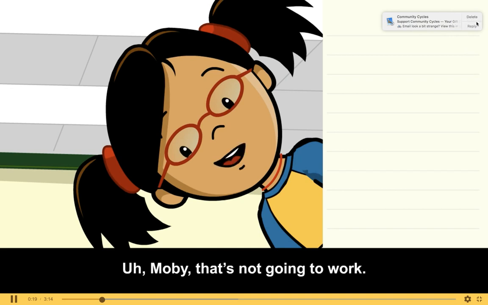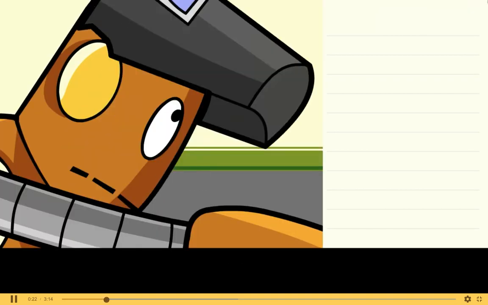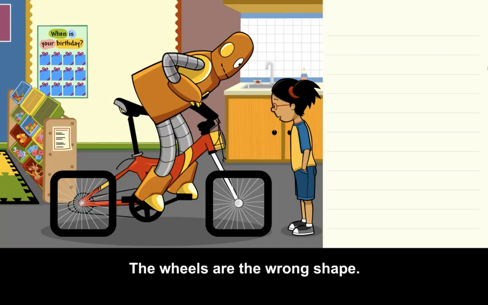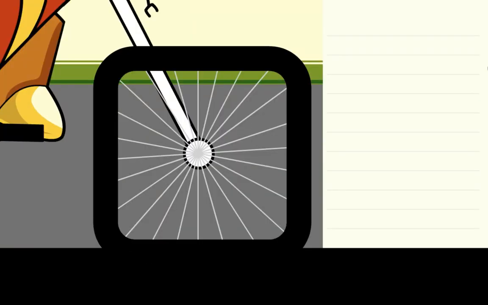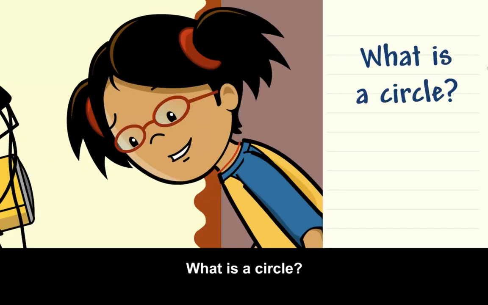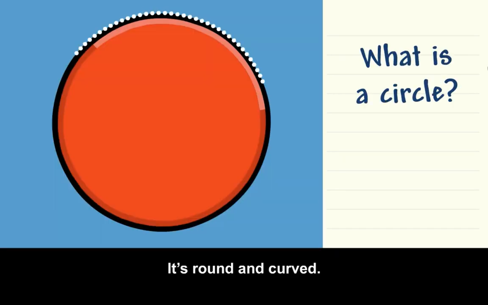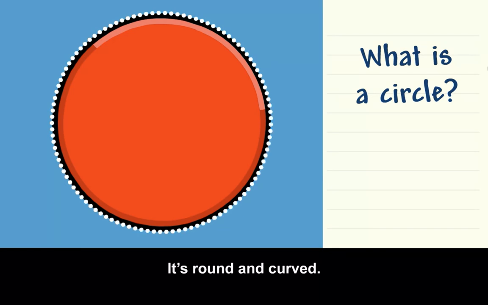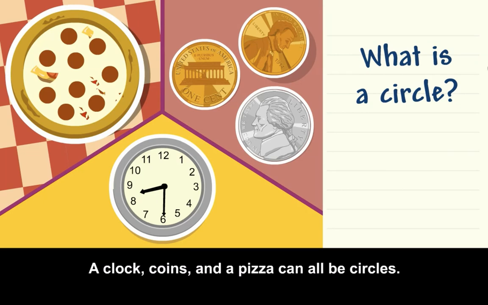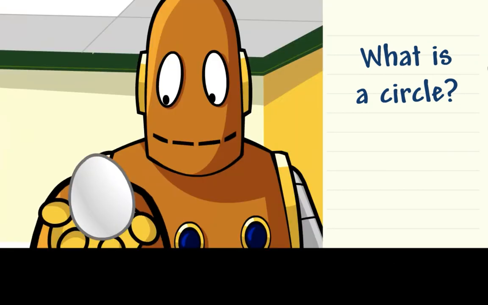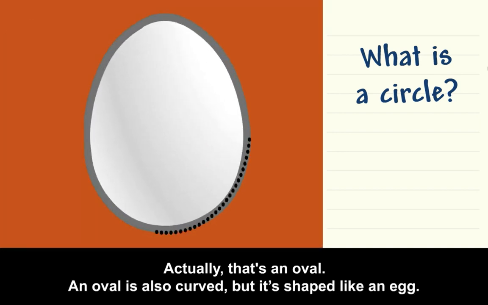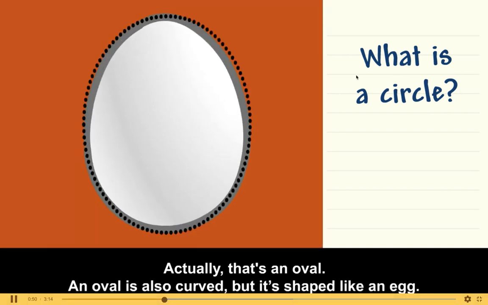Moby, that's not gonna work. No, it won't. The wheels are the wrong shape. Wheels work better when they're circles. What is a circle? It's round and curved. A clock, coins, and a pizza can all be circles. Actually, that's an oval. An oval is also curved, but it's shaped like an egg.